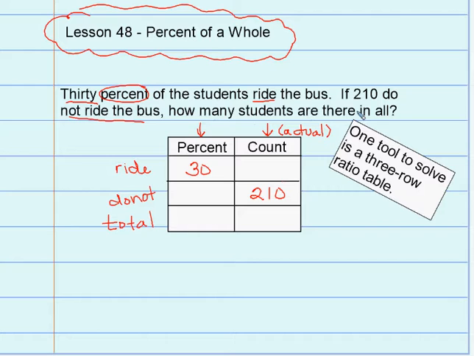How many students are there in all? They don't ask us to find how many ride the bus. They want us to find how many are there in all. So that's where I'm going to put my variable.